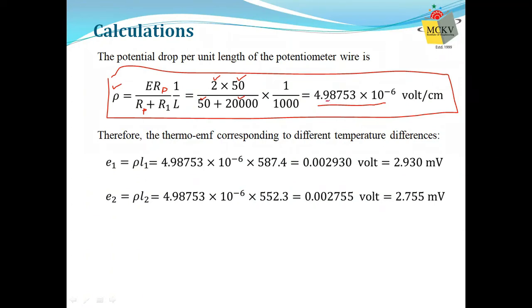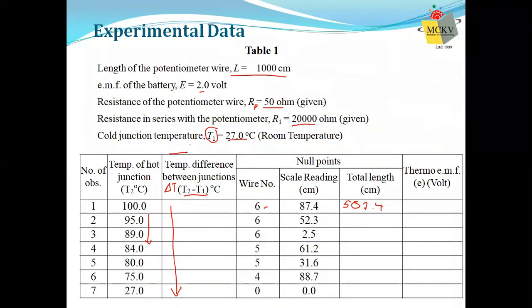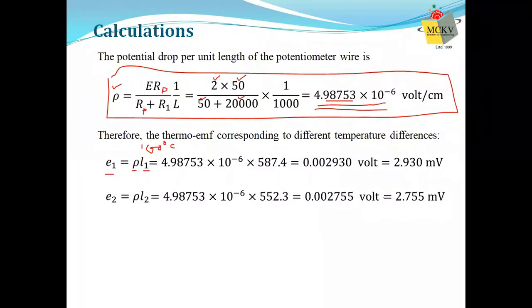Keep 5 digits after the decimal place, so that the EMF value that you calculate can be very accurate. For the EMF calculation, this is E1, and that is rho. Rho is fixed, the potential drop per unit length, into the first reading, that is L1. Remember, this was for 100 degrees Celsius of hot junction. In our case, for 100 degrees Celsius, L1, the length at which you got the null point, is 587.4. So this is what we have done.